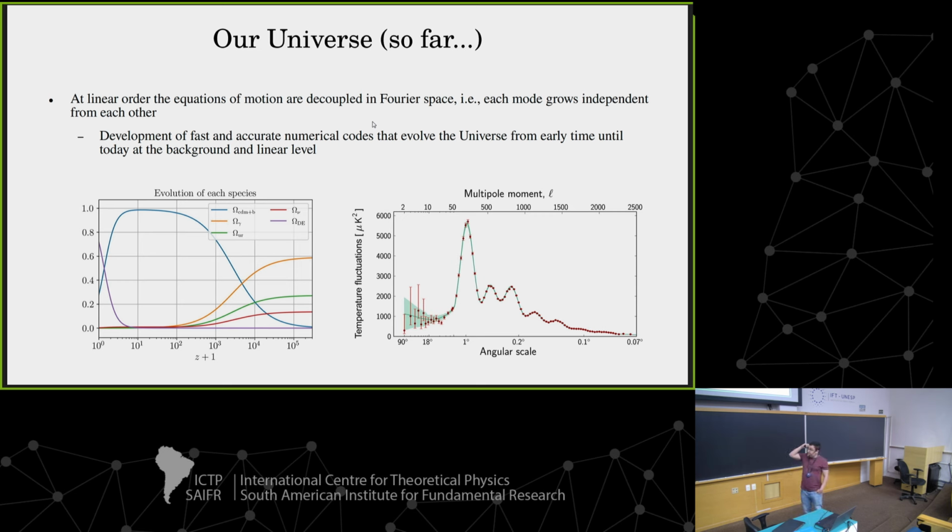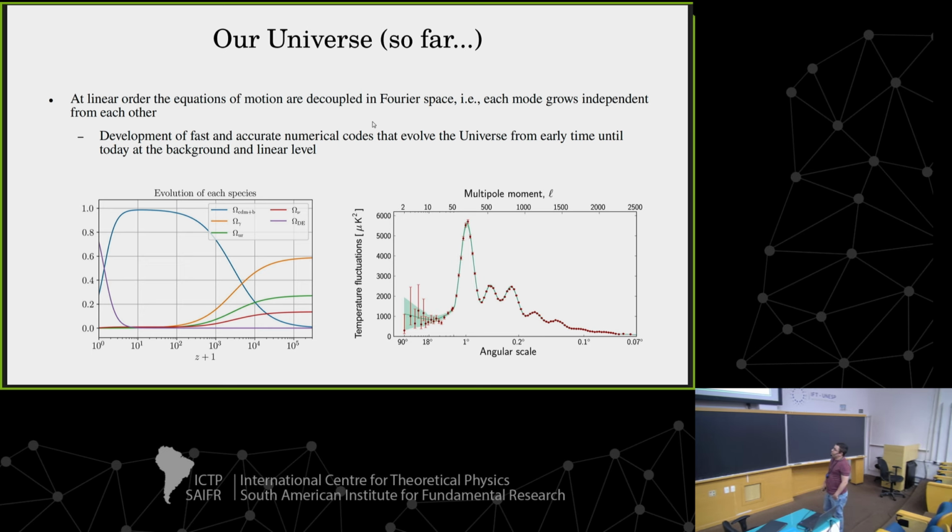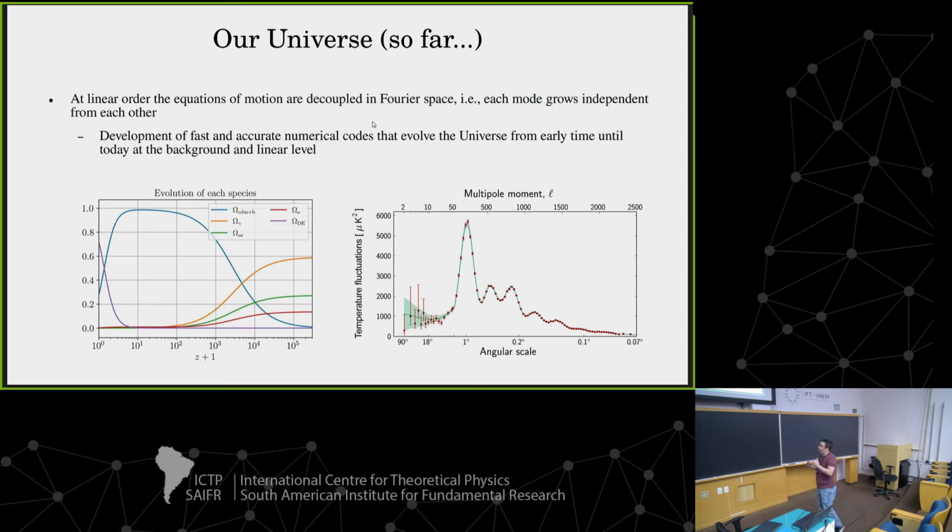So the success of both of these descriptions, the background and the first order perturbation theory, led us to the success of the Planck mission. As we can see here, we have developed a lot of numerical codes that are very fast and accurate. They're flexible, they're called Einstein-Boltzmann solvers, and it is very easy to evolve the universe from a very early time during radiation domination, which we can see here on the left-hand side.